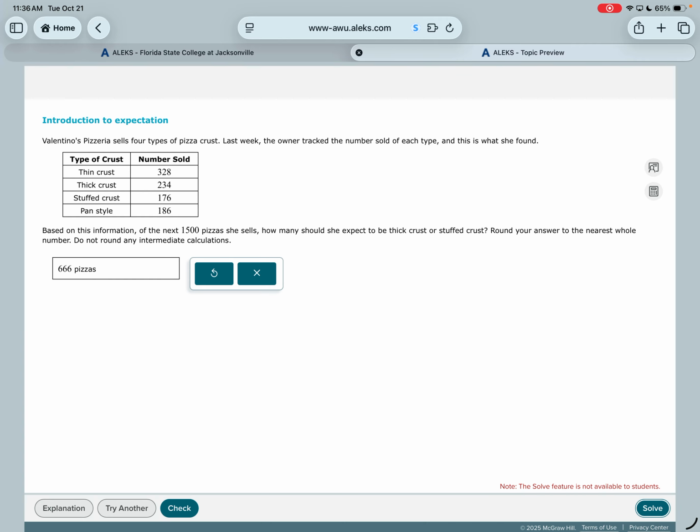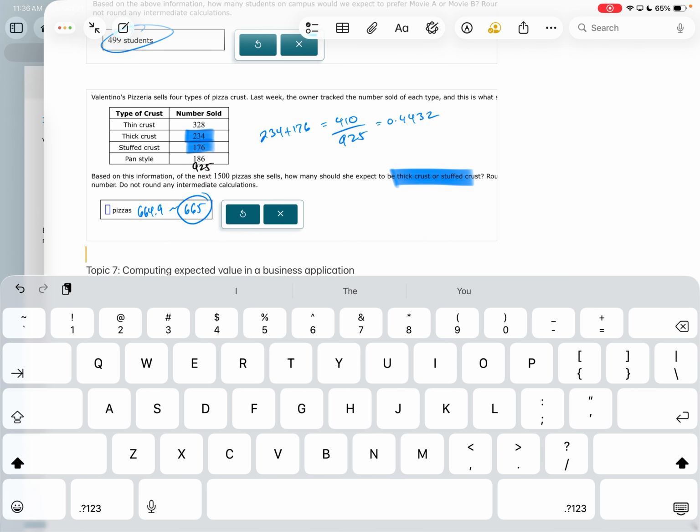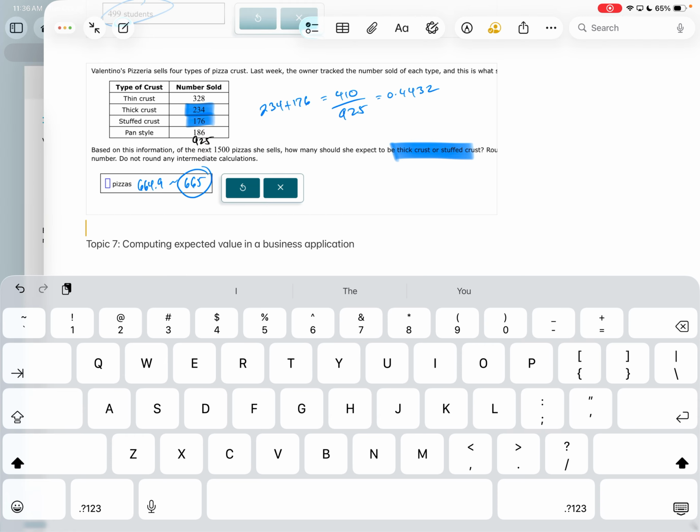Did I add up something wrong? Man, now I got to go back and add all my things up. 328 plus 234 plus 176 plus 186. Oh, it's 924. I put 925. All right, did I? Must have typed something wrong. 328, 234, 176, 186. Okay. Total is 924, which changes the answer to 6. That's fine.